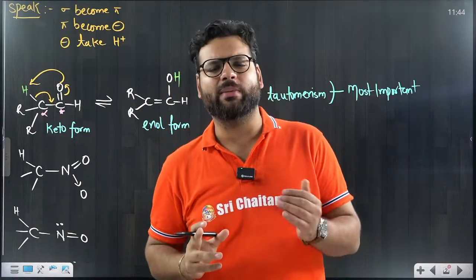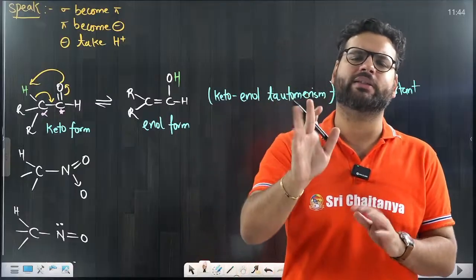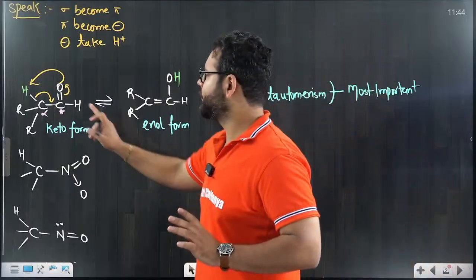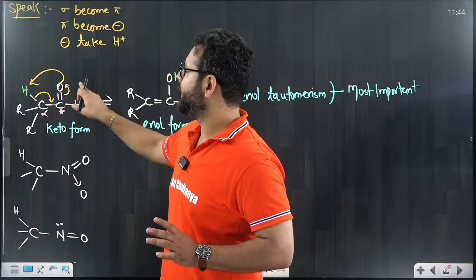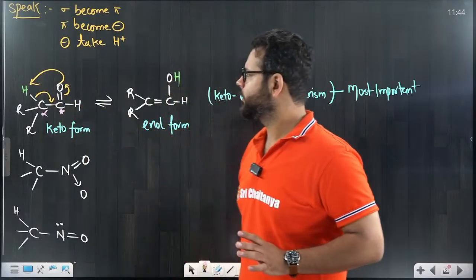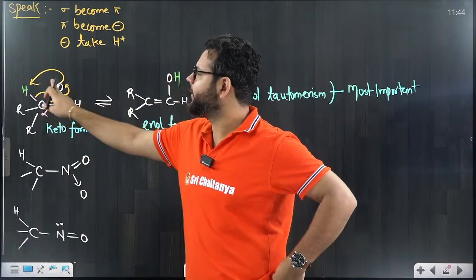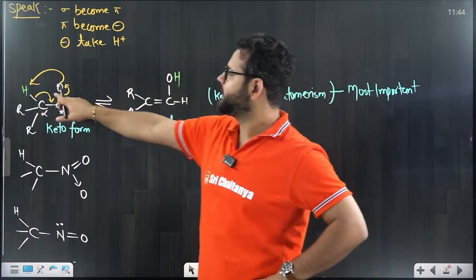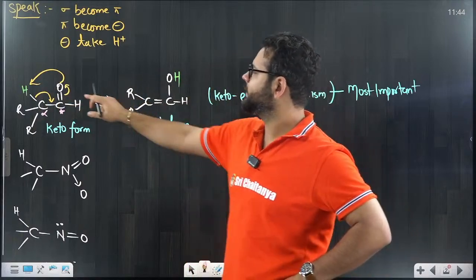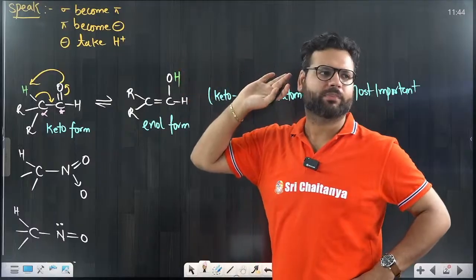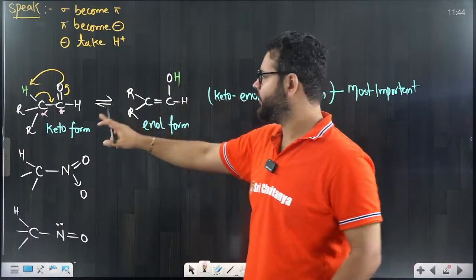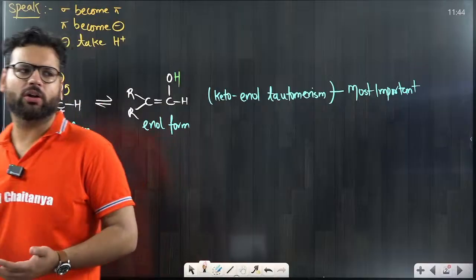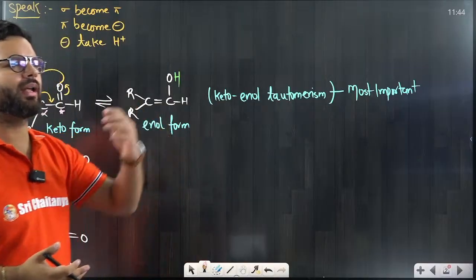What you need to do is sigma become pi, pi become minus, minus take H plus. So this sigma bond became pi bond. Pi became minus, minus took the H plus. So what happened? This H plus went to oxygen. This sigma became pi here, and this pi went up. So I hope there is no confusion. We went from keto to enol. Keto-enol tautomerism. Okay, Niharika?